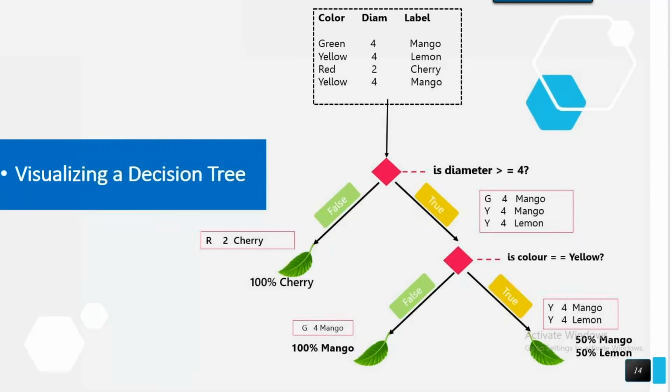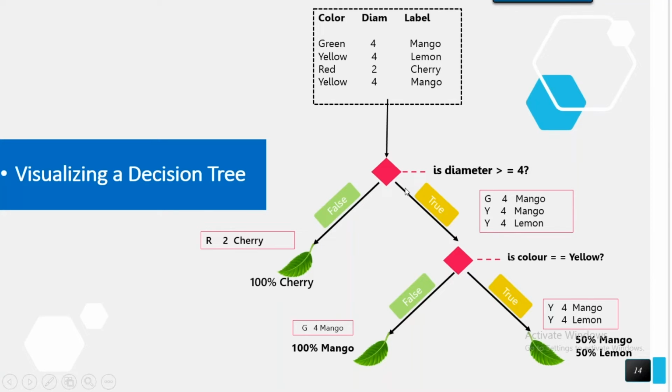In the decision tree example, we are splitting on the basis of diameter, and after that we are splitting the tree on the basis of color. So why is diameter taken as the top level? Why not color?